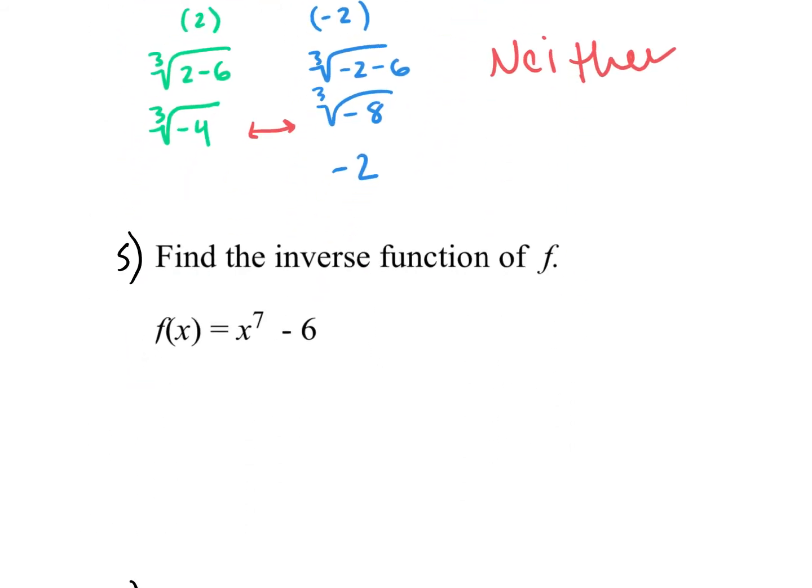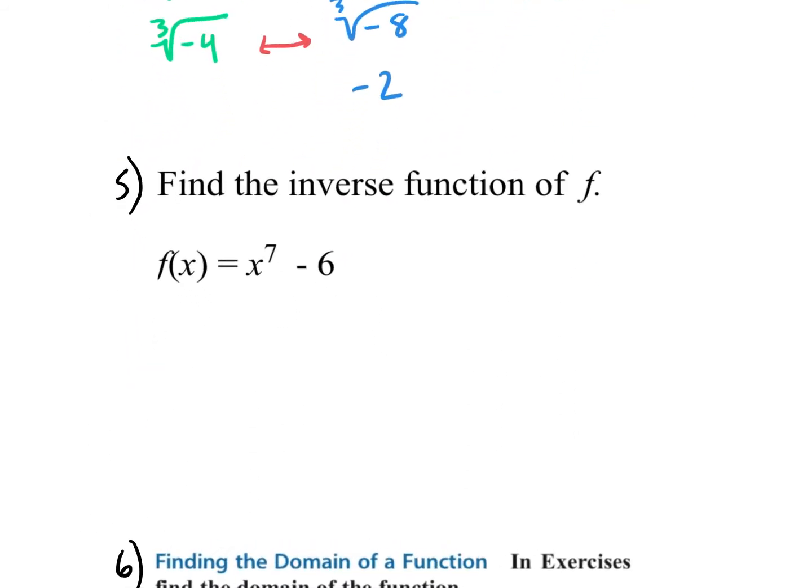All right, number 5. So we're finding the inverse. So again, I need to switch x and y. So x is equal to y to the 7th power minus 6. What should I do first?